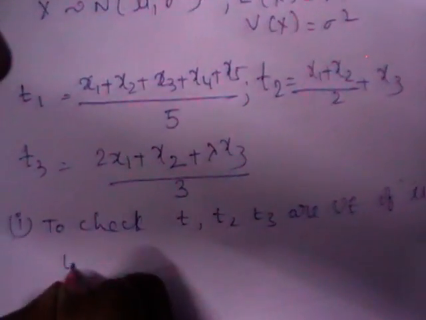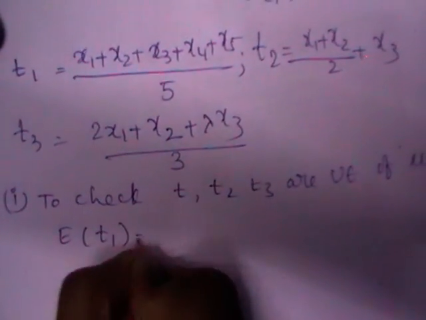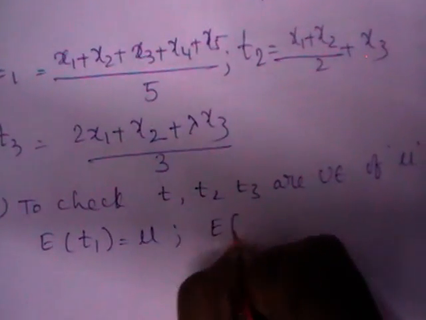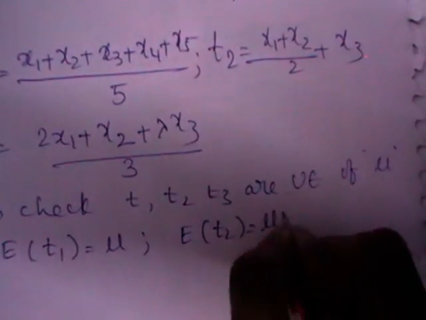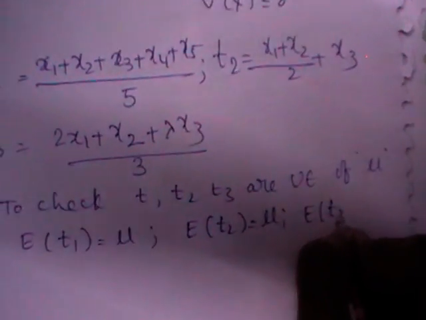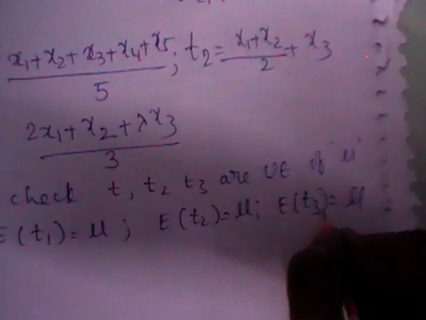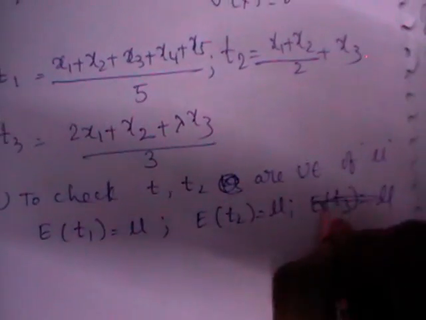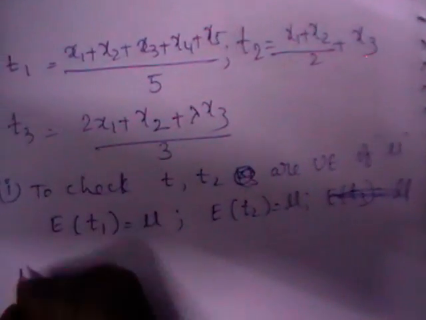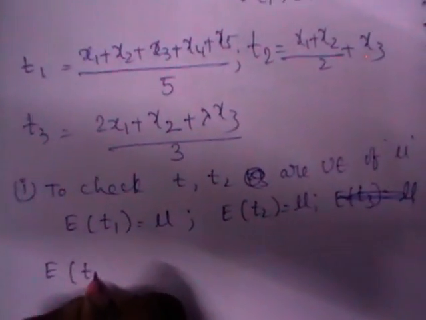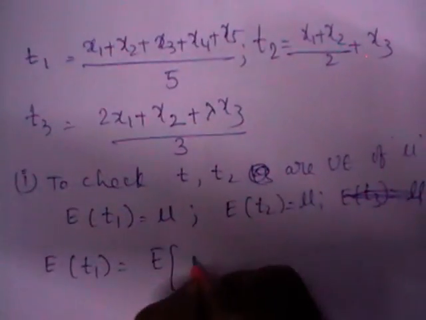When do you call an estimator as unbiased? If at all E of T1 is equal to mu, E of T2 is equal to mu, E of T3 is equal to mu. You need to check whether T1, T2 are UE of mu. So let us find out E of T1, which is nothing but what is T1?